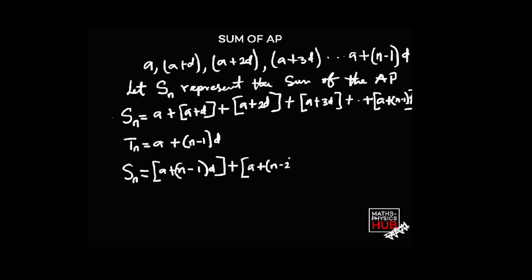A plus n minus 2 D, then we have A plus n minus 3 D, and then plus, we just have it like this till we have plus A plus D, plus A. So we are taking this in the reverse order now.